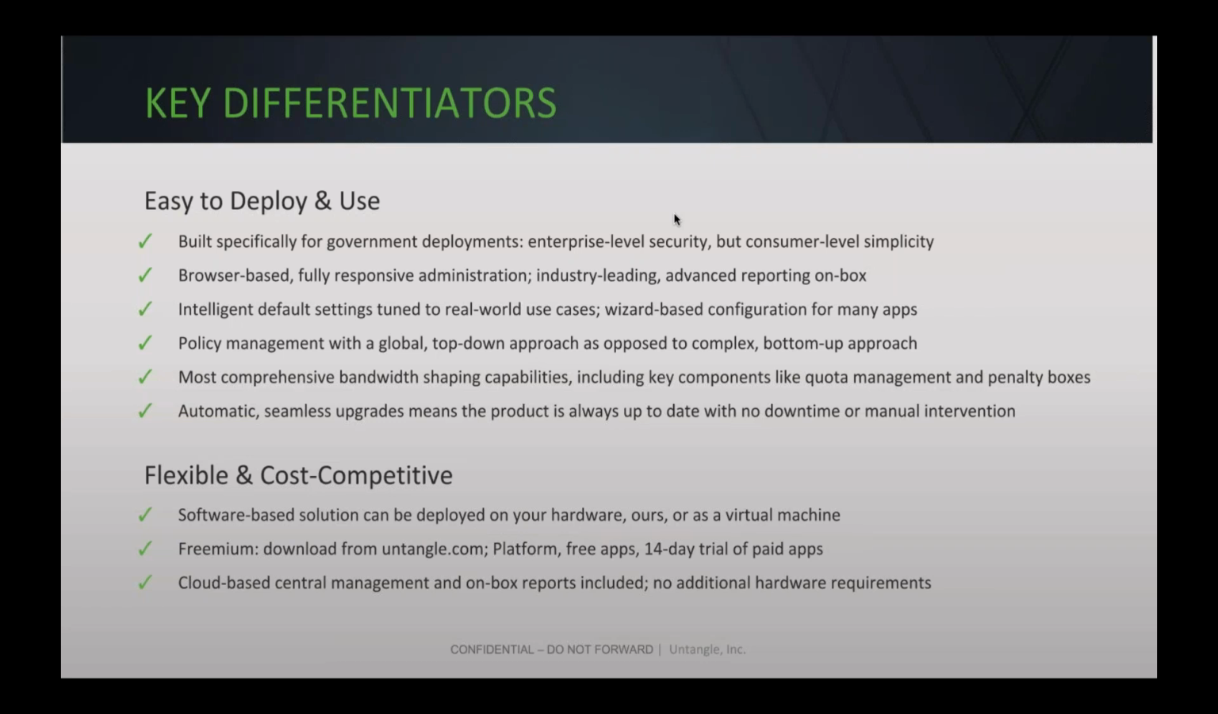You can also create policies and manage them with a global top-down approach. This is going to leverage Active Directory, Radius, Google authentication, all kinds of different things. And we do have layer 3 and layer 7 traffic shaping for QoS and bandwidth control. Very comprehensive shaping capabilities with quotas, penalty boxes. We could throttle mobile apps, things like that.